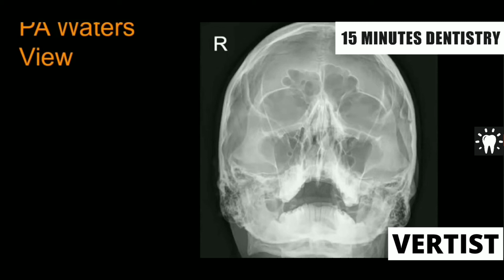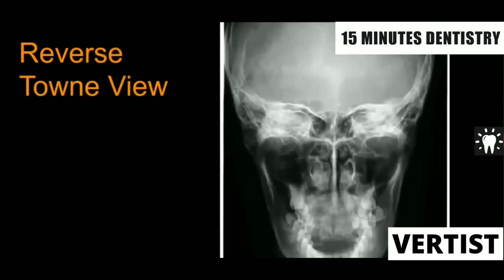The third view we call the reverse Towne's view. This is a modified PA view, posterior anterior view, the same as the PA view except for the patient's position. If you see, the patient has a lowered position, so that the structures you see are mainly the condyle and the subcondylar region. Okay, so this will always be taken to see the pathology, mainly bilateral subcondylar fractures.